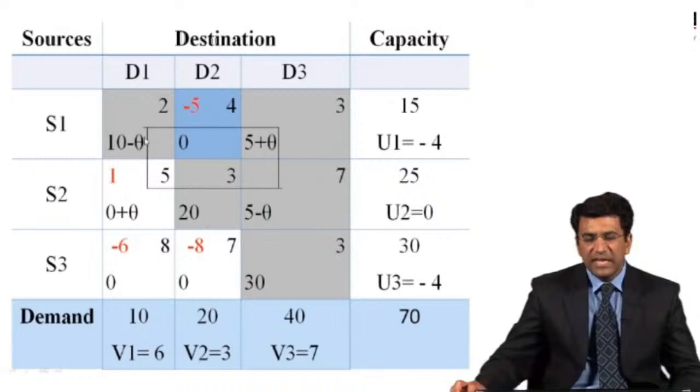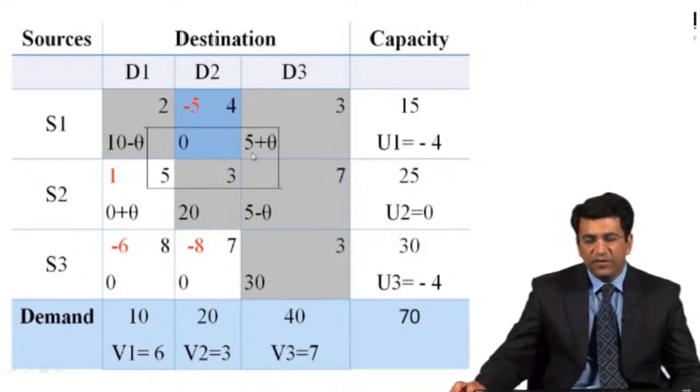You can see that this S1 D1 is the cell, and S2 D3 is the cell in which theta is subtracted. There are two values involved in these particular cells, that is 5 and 10. Out of these two values, the minimum value will be theta. So in this particular case, theta will be equal to 5. So what we will do in the next step, we will just subtract 5 from this amount, that is 10 minus 5. Here in the next step, the quantity will be 5.